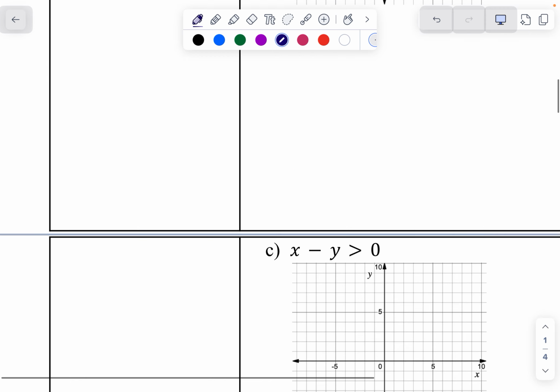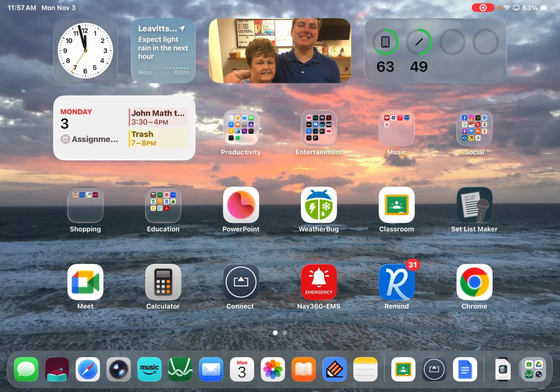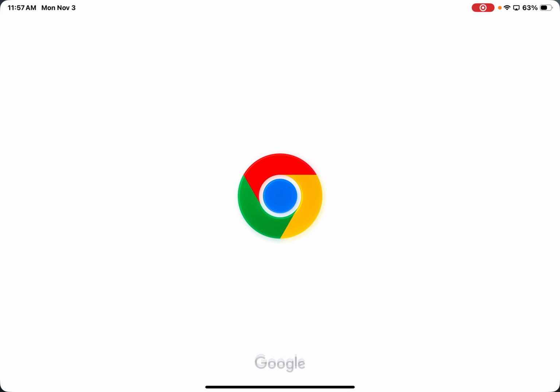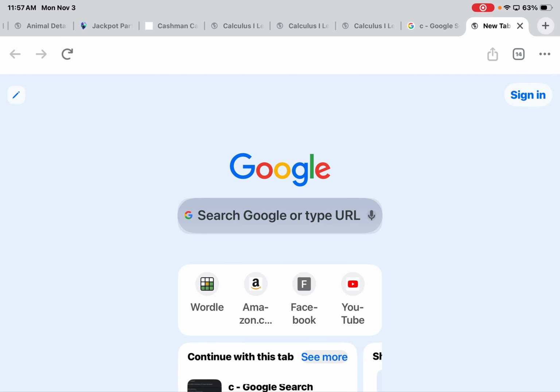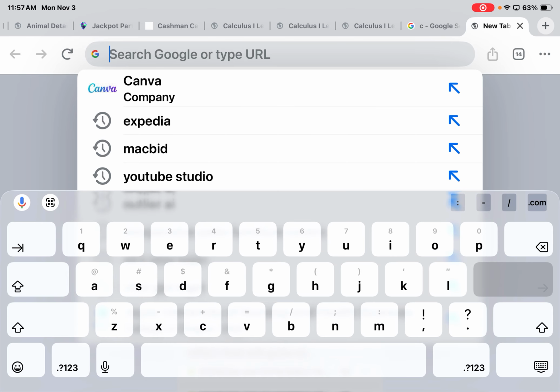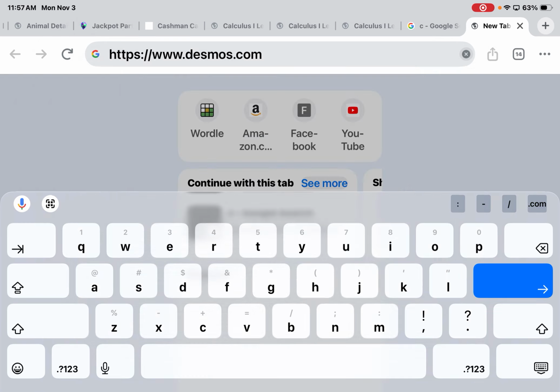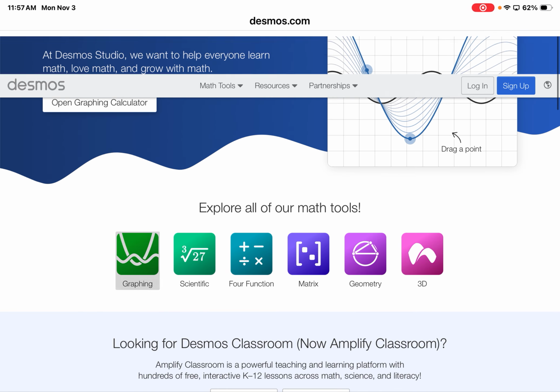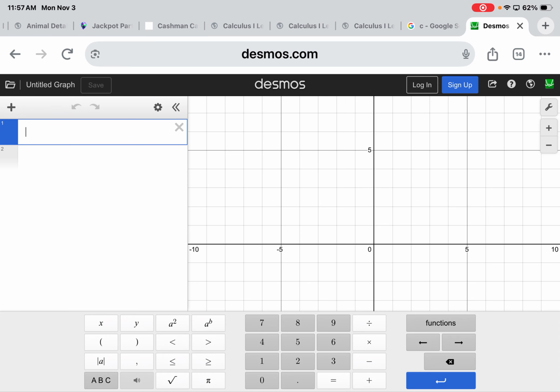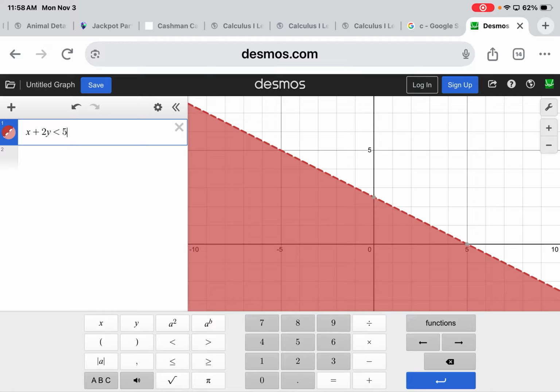Okay, so if you go to Chrome, and in a new tab, if you type in Desmos.com, and then you want the graphing calculator, so that little green tab, okay? And then practice, let's type in the very first equation on our example. It was x plus 2y was less than 5. Okay, see what happened?